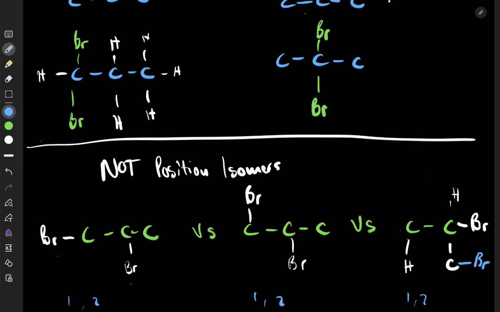They won't be isomers. So this is what you have on position isomerism, and we've reached the end for this. Now we'll go and do the last one, which is chain isomerism.